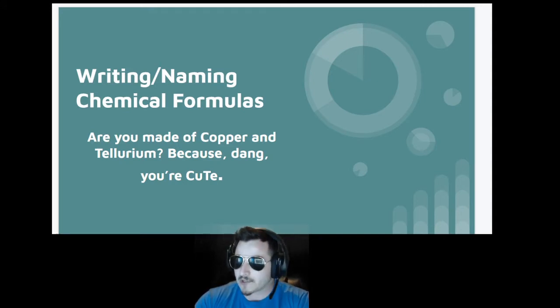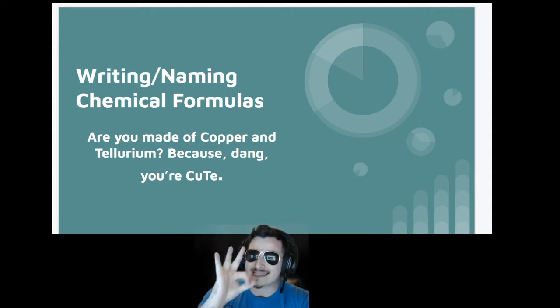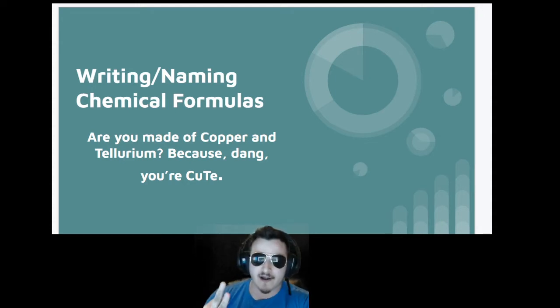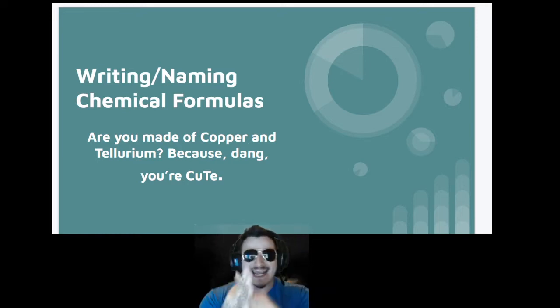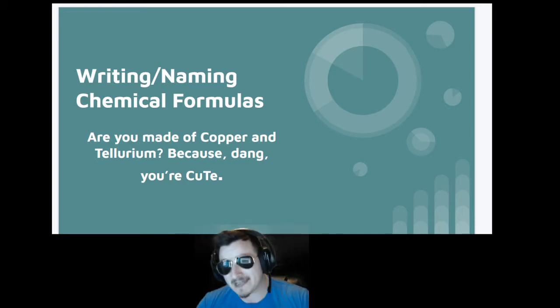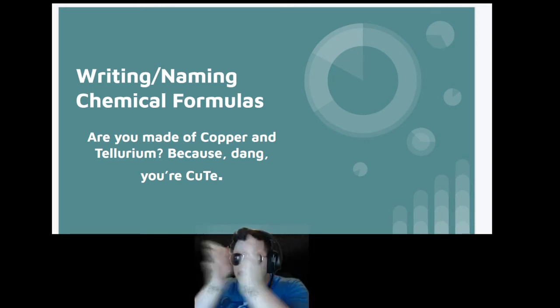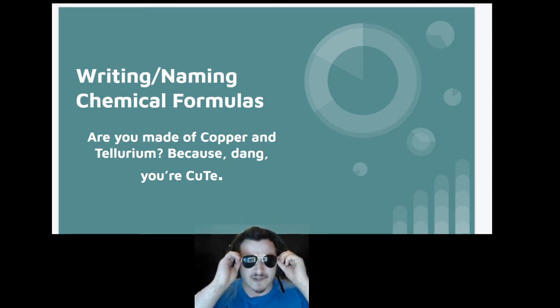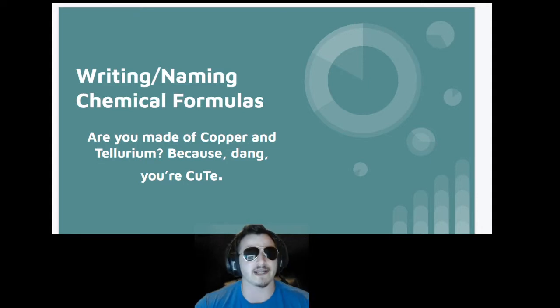So once again, we are learning about writing and naming chemical formulas. There are three main types of compounds out there. Ionic, covalent, and acids are what we're going to learn how to write and name today. We're going to kick it off with ionic. In my opinion, ionic requires the most. It's got the most different pathways you can take to actually tackle it, and so I think it takes the most time to learn it. So we're going to kick it off with that one.